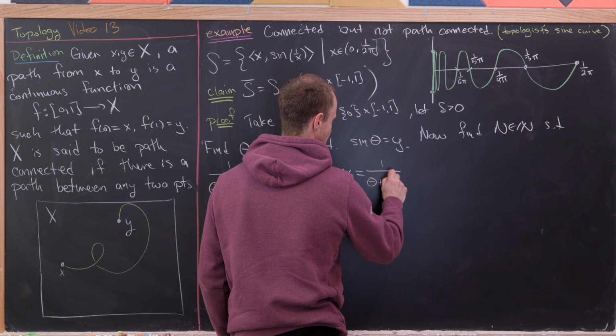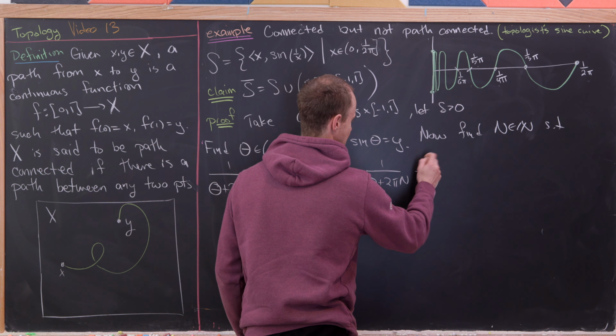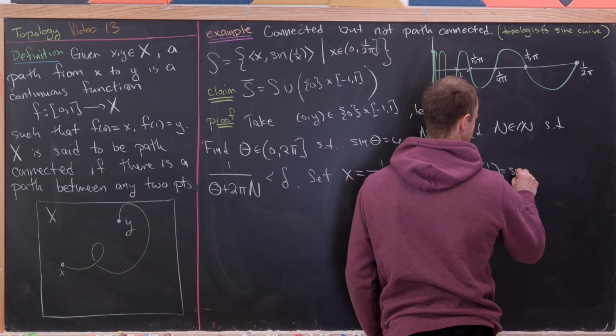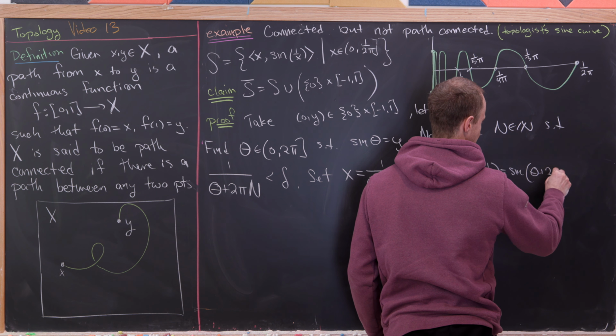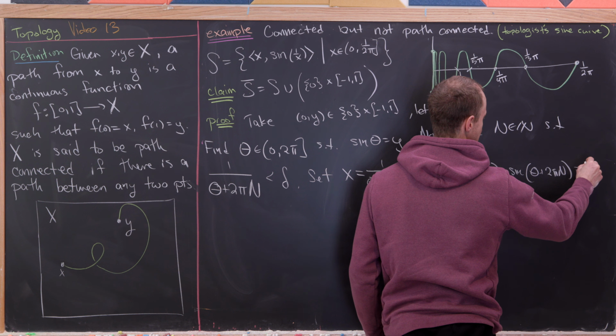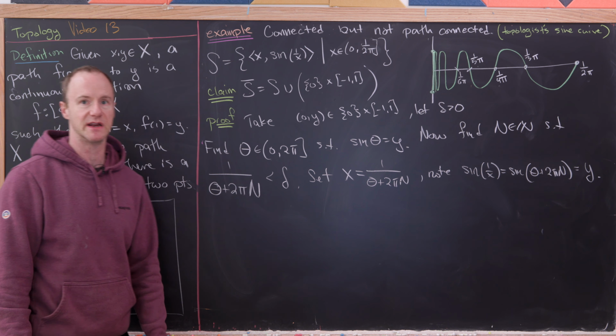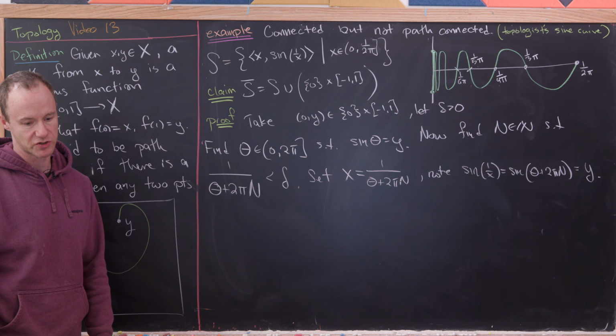So x = 1 over (theta plus 2 pi times n). And let's note that if we take sine of 1 over x, that's going to be sine of (theta plus 2 pi times n). But that's sine of theta, which is equal to y. That's by the 2 pi periodicity of the sine function.